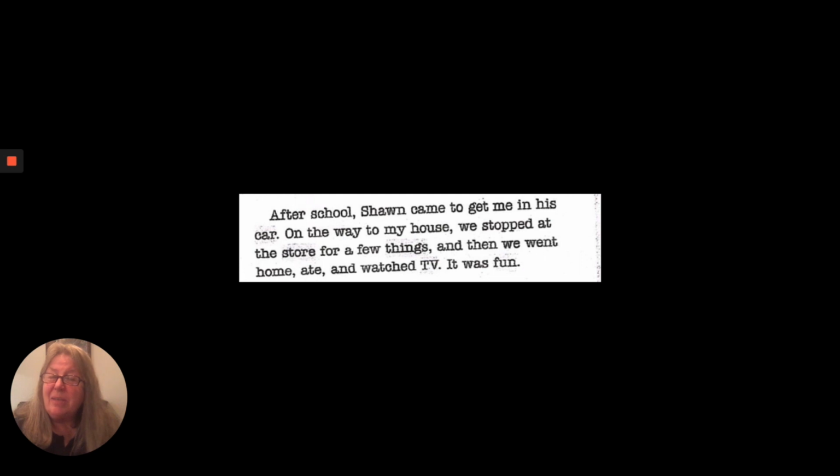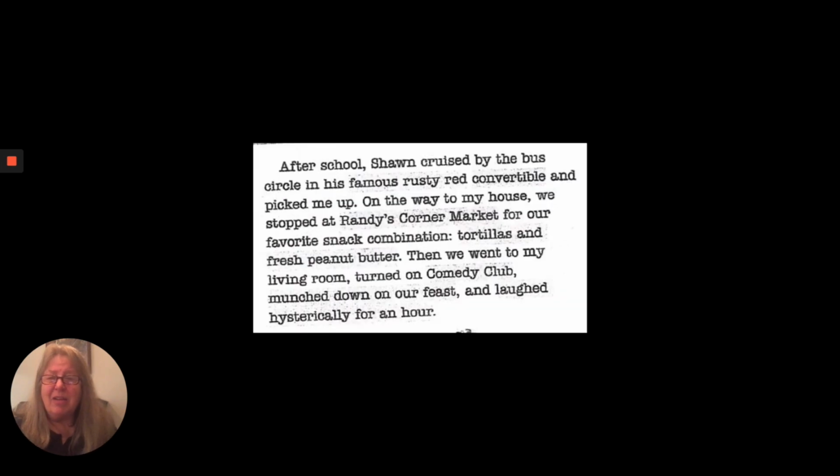Let's consider this paragraph. "After school, Sean came to get me in his car. On the way to my house, we stopped at the store for a few things. And then we went home, ate, and watched TV. It was fun." In the reader's mind, it's a little blurry. In the writer's mind, they could picture every bit of it. So after taking some of this to the intensity scale and working through some changes, this could sound like this.